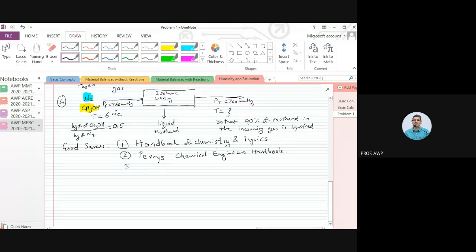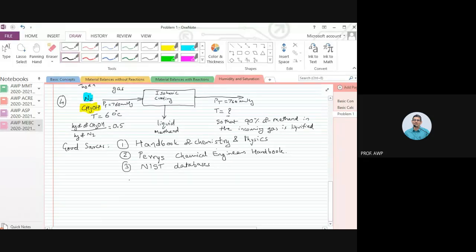There are NIST databases that will give you a good source of Antoine constants. But for components which are very common, like methanol, ethanol, all these very commonly used compounds, many sources will give the values of vapor pressure.